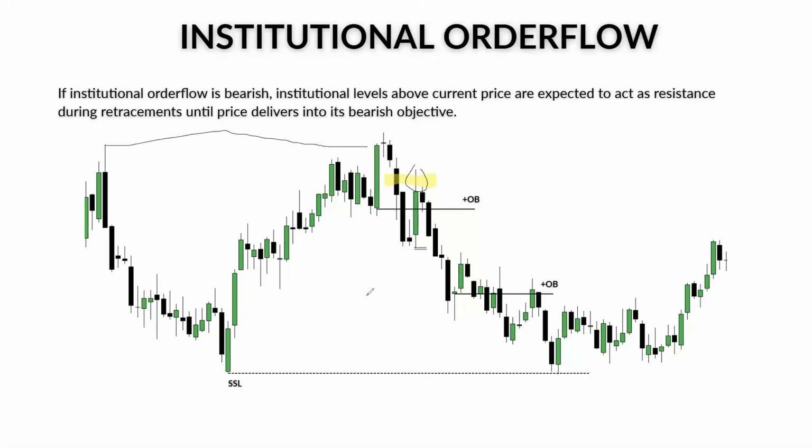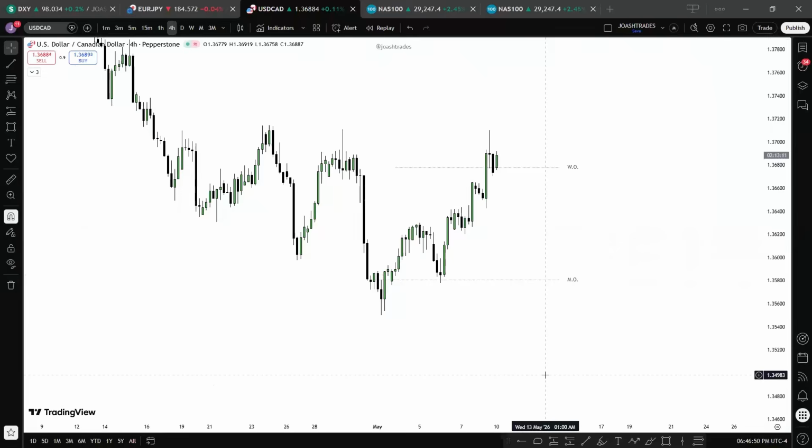So the law states that if institutional order flow is bearish, the institutional levels should hold price. If it does not hold price, then institutional order flow is not bearish. Probably the institutional order flow has changed from bearish to bullish. So let's go to the chart so we can look at proper examples and how we can use it for our trades. All right, guys.